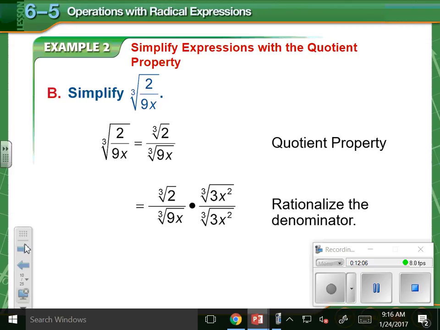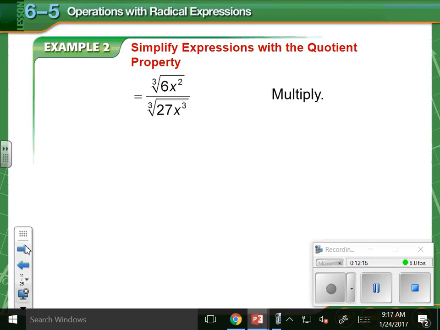So this will become the 27x to the cube. And then the top became 6x squared. And then the 27x to the cube are perfect cubes, so that breaks just into 3x. The top is going to stay like that because none of those are perfect cubes. Okay?